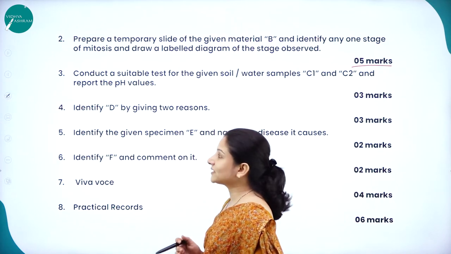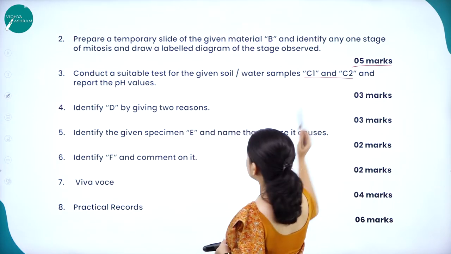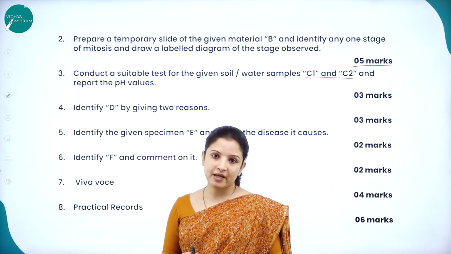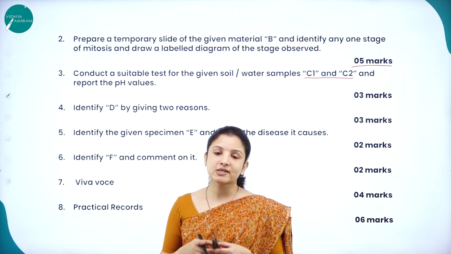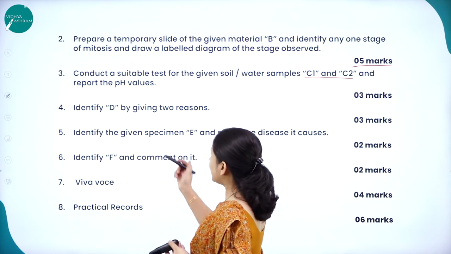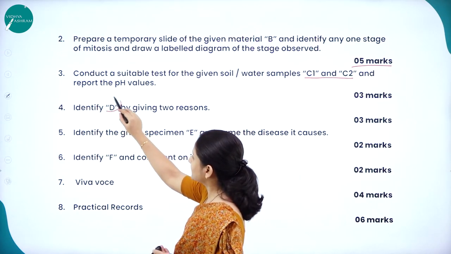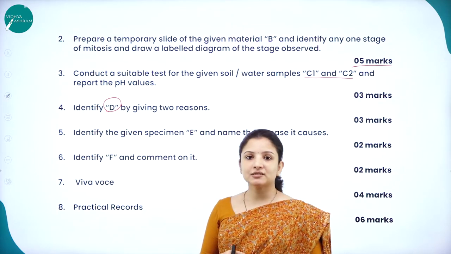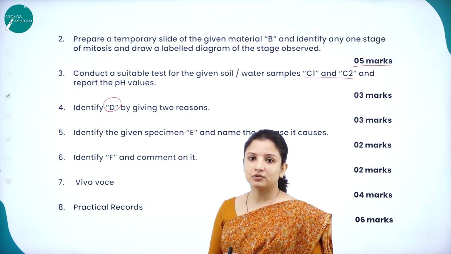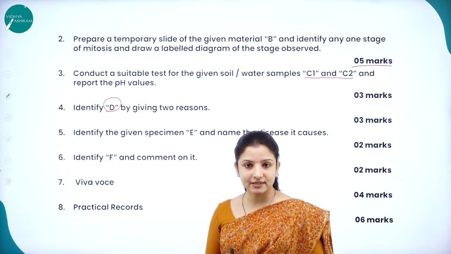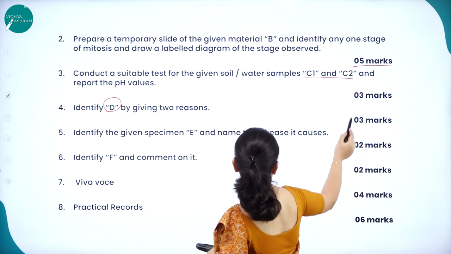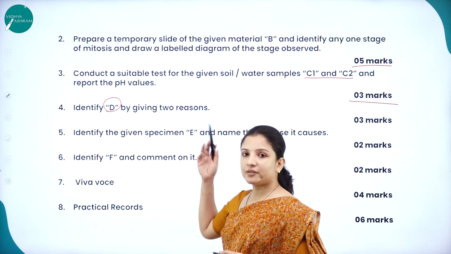Next, question number 3 is experiment C. Here 2 samples will be kept, sample A and sample B. You need to find out the pH, draw the table and note down the pH and say whether it is acidic, neutral or basic depending on whatever pH you get. Next is question number 4, that is experiment D. Experiment D is slides, wherein the slides of the organism causing diseases will be kept. You have to identify and give reasons for that. It will carry 3 marks. Only one will be kept here.